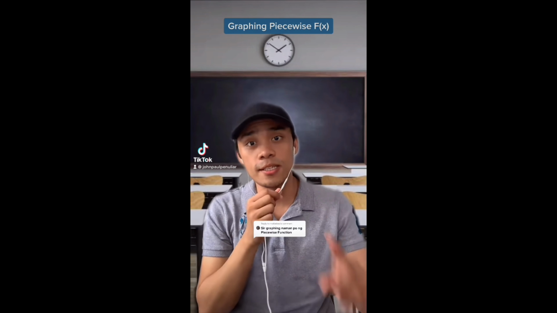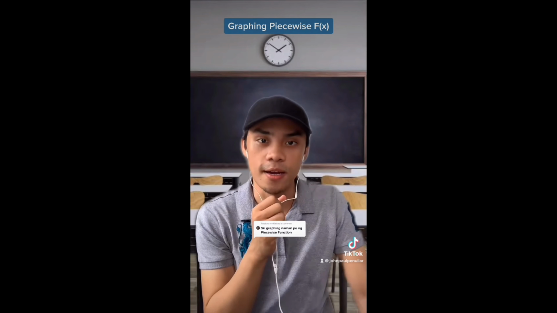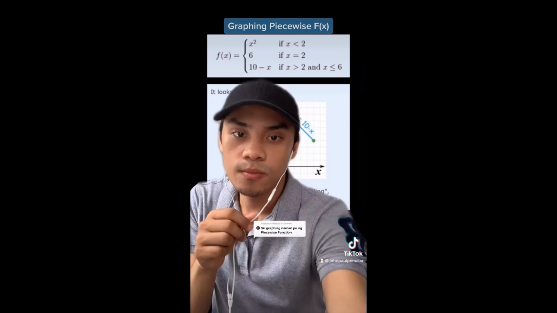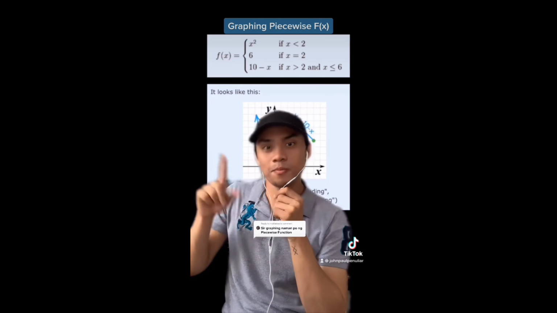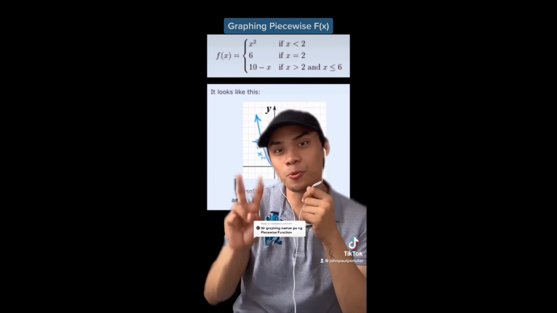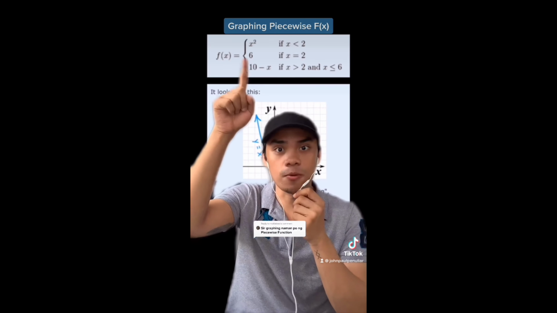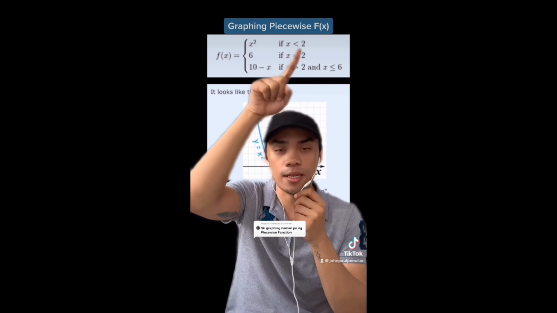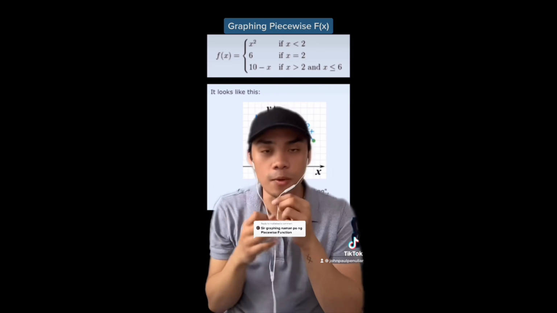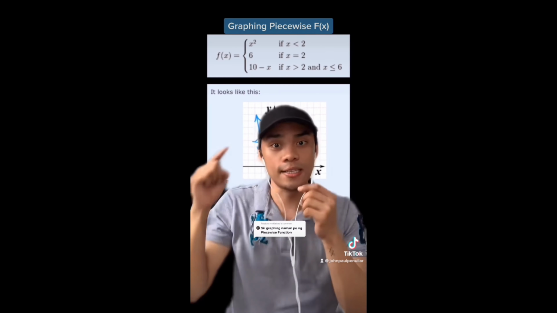Alright, bigay tayo ng isa pang example ng pag-graph ng piecewise function. Ayan, kung hindi nyo pa napanood yung isang video, pakicheck na lang yan para meron kang 2 examples for graphing piecewise functions. So, ito naman, f of x is equal to, yan, x squared if x is less than 2, 6 if x is equal to 2, and 10 minus x if x is greater than 2, and x is less than or equal to 6. So, again, iisa-isahin mo lang yan.